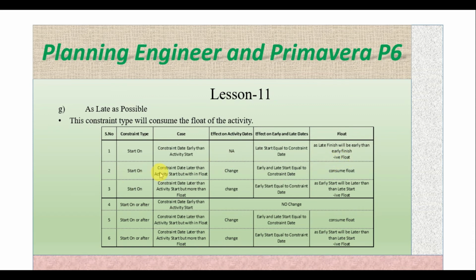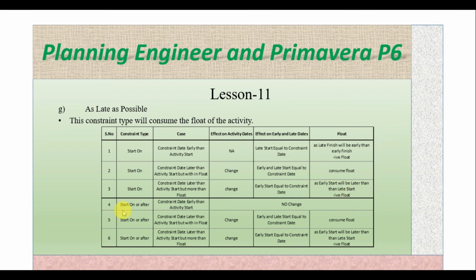Then start on, with the constraint date later than the activity start but within float: it will change the start and finish dates, early start and late start will be equal to the constraint date, and it will consume the float. Similarly, start on with the constraint date later than the activity start but more than the float: it will change the start and finish dates. Early start equals the constraint date, and as early start will be later than the late start, there will be negative float.